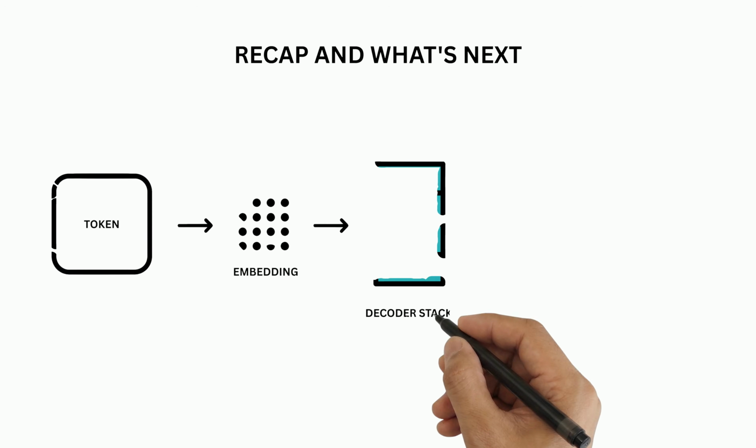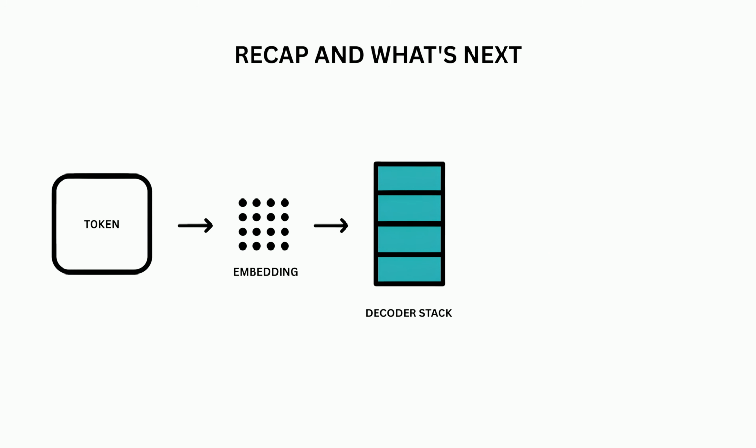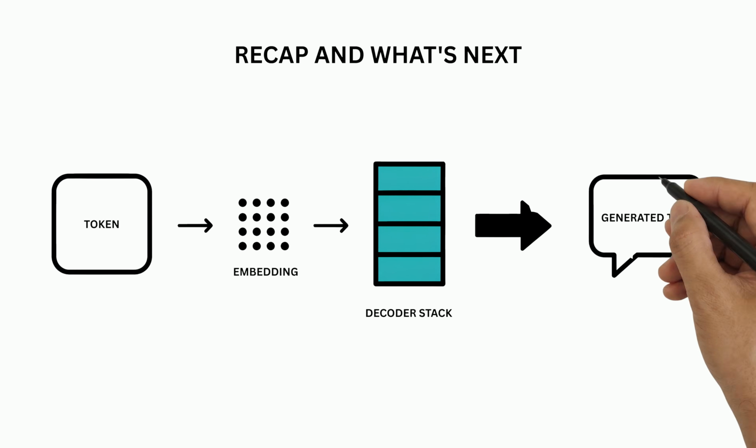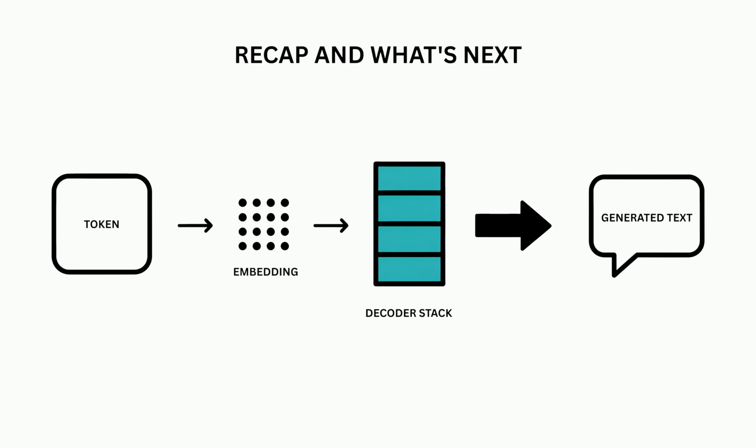So that's the full loop. Text becomes tokens, tokens become embedding vectors, those vectors flow through a stack of transformer decoder blocks, and the final layer produces a probability distribution over the entire vocabulary. One token gets sampled, appended, and fed back in, again and again, until GPT decides it's done. Understanding this pipeline is what lets you reason clearly about where these models are reliable and where they're not.